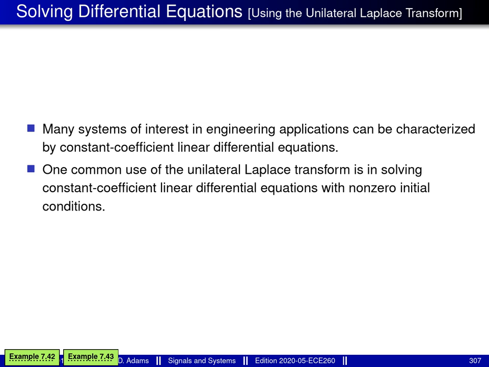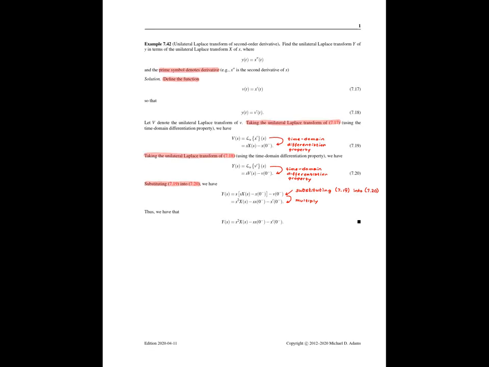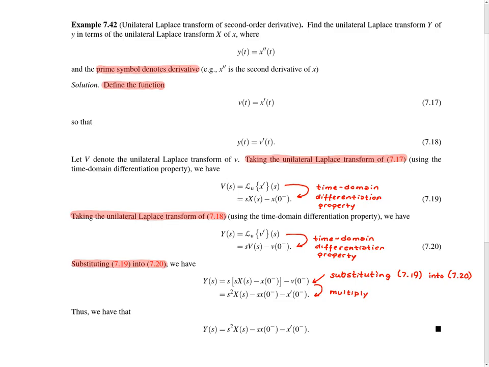At this point, I'd like to consider a couple of examples that relate to using the unilateral Laplace transform to solve differential equations. First, I'd like to consider example 7.42. In this example, we're asked to find the unilateral Laplace transform big Y of the function little y in terms of the unilateral Laplace transform big X of the function little x, where little y and little x are related by this particular equation here, and the prime symbol denotes derivative.